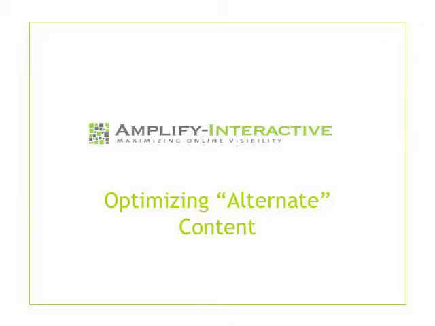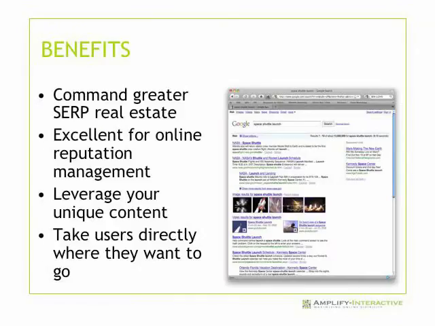All right, today we're going to be talking about optimizing alternate content for search results, or I guess you could call this optimizing for universal search as well. Some of the benefits of your alternate content, being photos, videos, podcasts, that kind of thing, is that you command greater SERP, or search engine results page, real estate. You can see here in this screenshot, having a couple images or videos show up alongside your regular listing can really eat up a lot of the search results page, which means other people aren't going to get the clicks that you are.